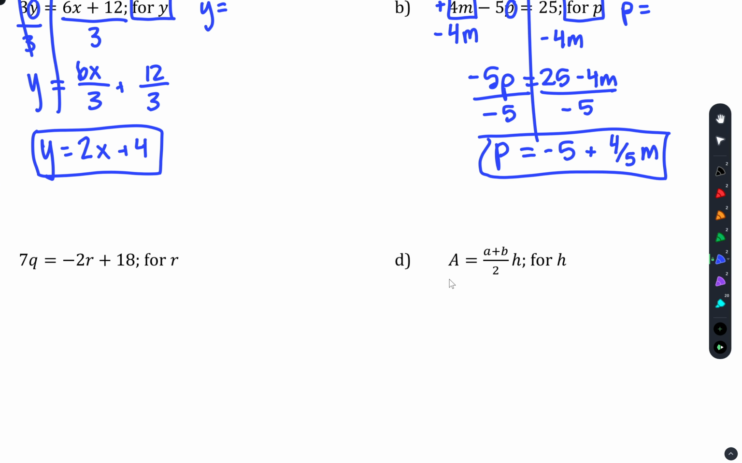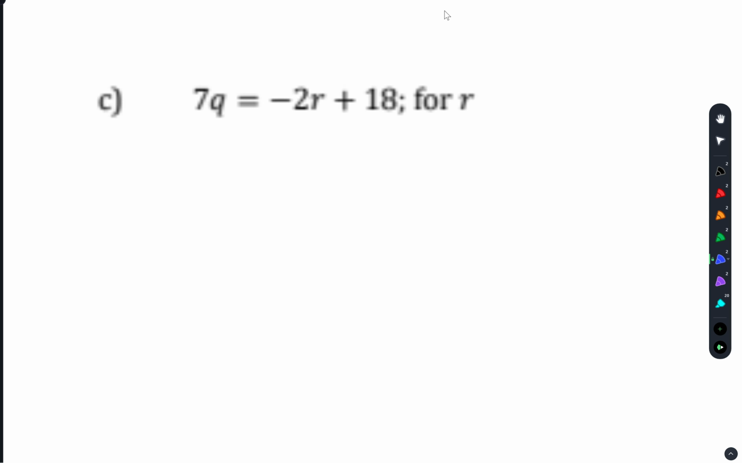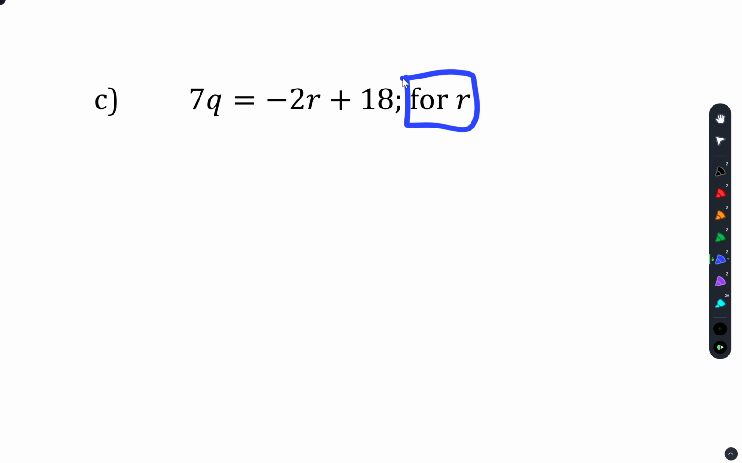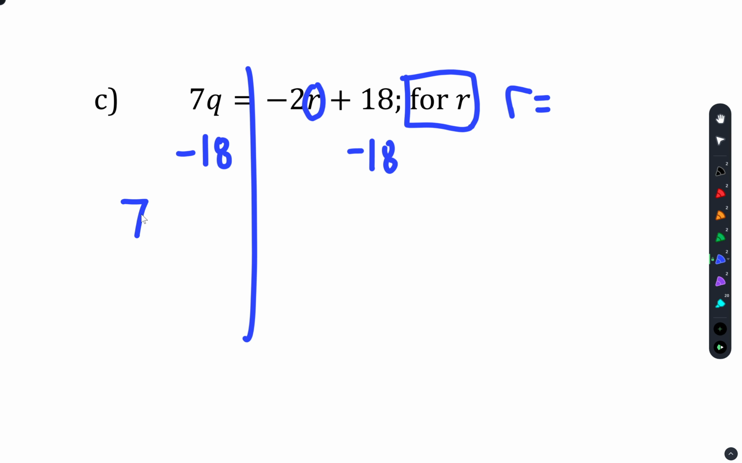Okay, let's look at letter C. I'm solving this for r, so my final answer should look something like r equals. What's going to be my first step here? I believe in you. You got it. What's my first step? Go ahead, Cody. I want the r to stay here, so everything else moves. Cody: Minus 18 on both sides. 7q minus 18 equals negative 2r.